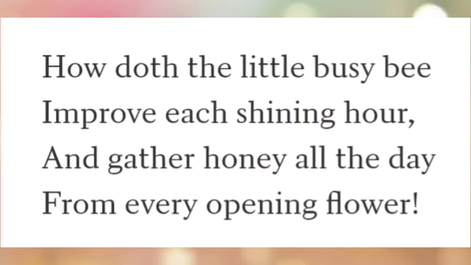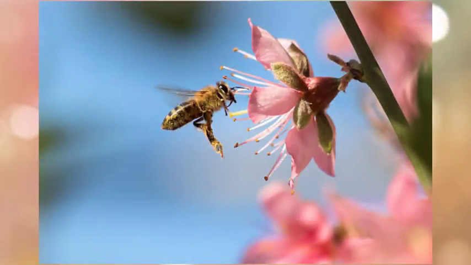Now, let us understand the poem. In the first stanza, how doth the little busy bee improve each shining hour and gather honey all the day from every opening flower? Here the poet calls the bee busy. Do you know why? Yes, you are correct. Because the bee makes good use of its time by working hard.